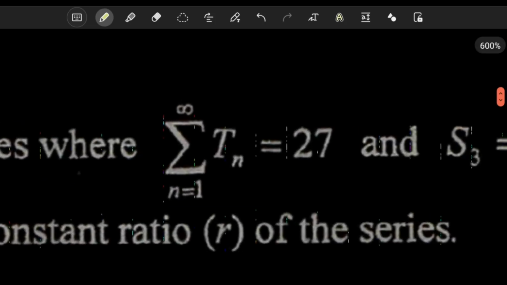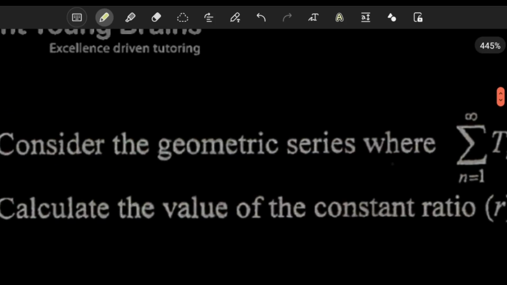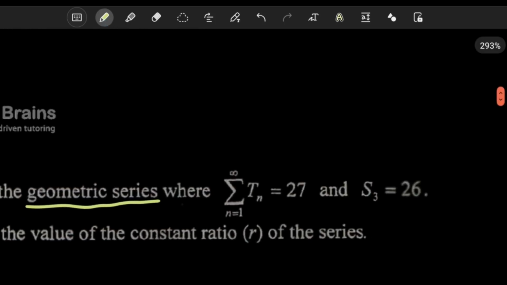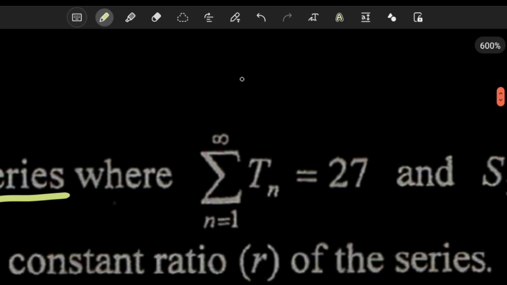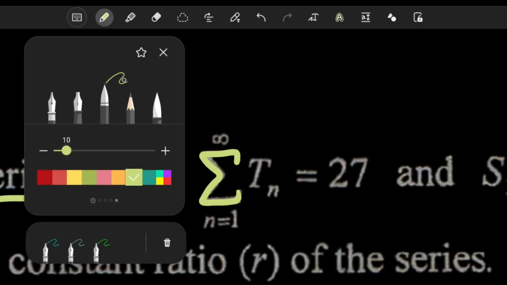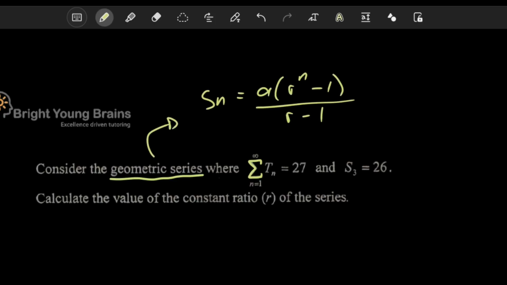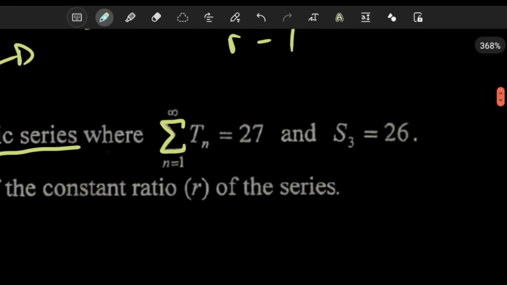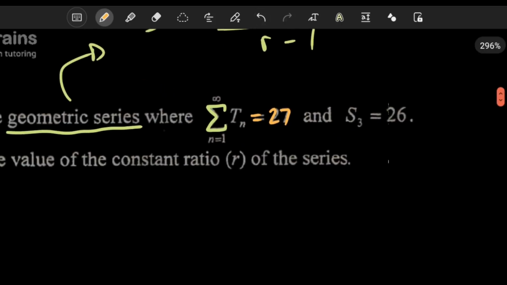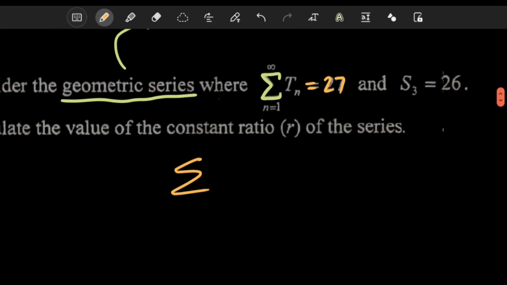So let's explain this. Here they said it's a geometric series, so that's a big plus. They're giving us what kind of sequence it is. Remember, from the sequence and series course, anytime you see sigma, you need to automatically think of an SN formula. Here they have already told us which one: an SN formula for a geometric sequence. That's the first thing we do. Secondly, we need to recognize that what they're telling us is that this whole thing adds up to 27.